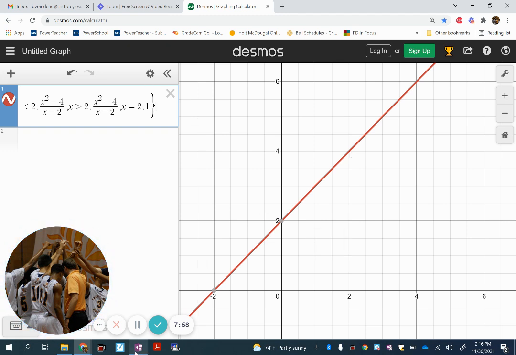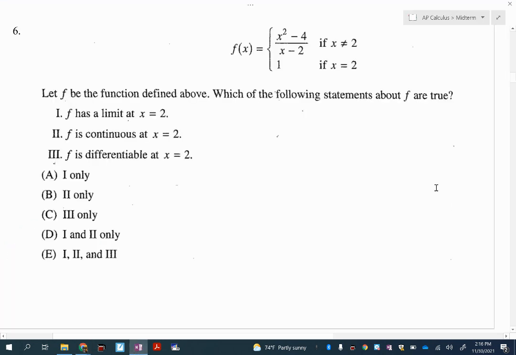So when I'm trying to answer this question, it does have a limit, because even though it's not continuous, it has the same value as you approach x from the left and from the right of 2. So it does have a limit, but it's not continuous because it has that removable discontinuity, right, that open circle. And because it's not continuous, it cannot be differentiable. So the only answer here is actually Roman numeral 1, or A for 1 only.